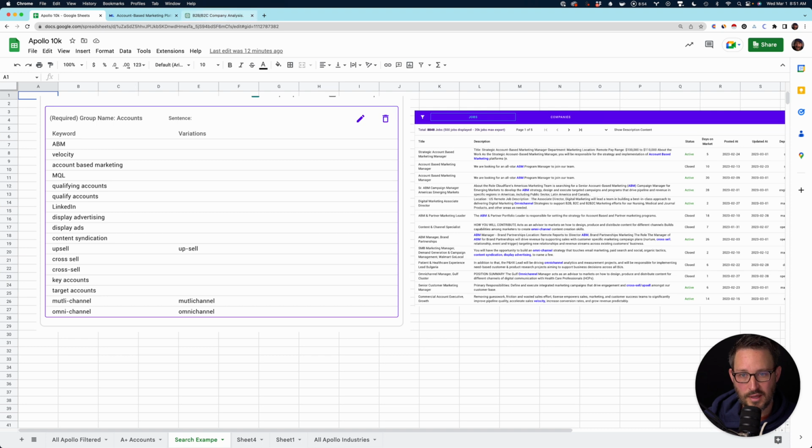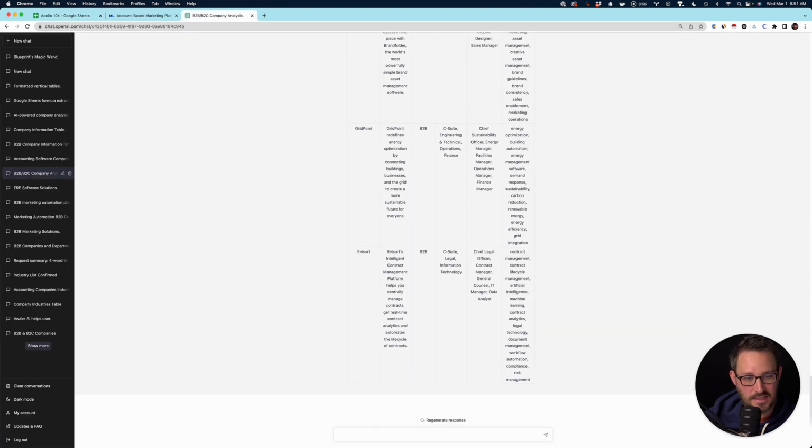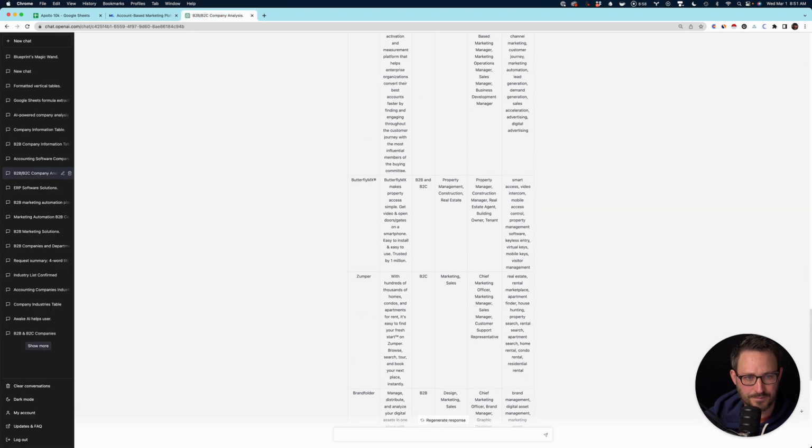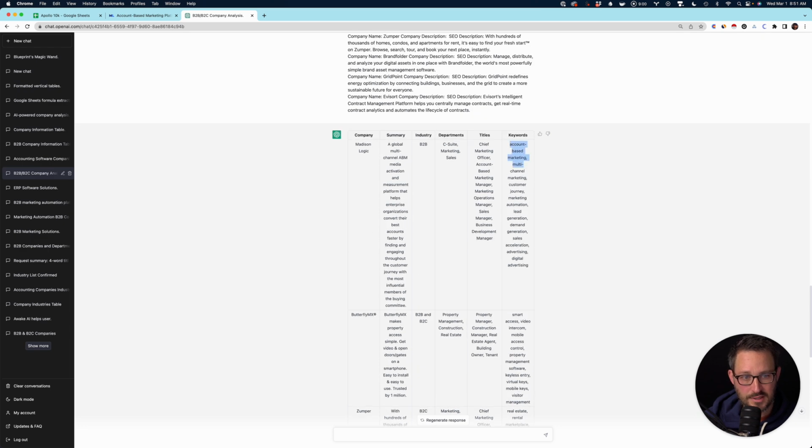Now, if you look at the keywords that ChatGPT provided, let's take a look. Account-based marketing, nailed it. Multi-channel marketing, okay, maybe. Customer journey, maybe. Marketing automation, for sure. Lead generation and demand generation, right? That both of those things would probably be in keywords. Sales acceleration, advertising, digital advertising, maybe.